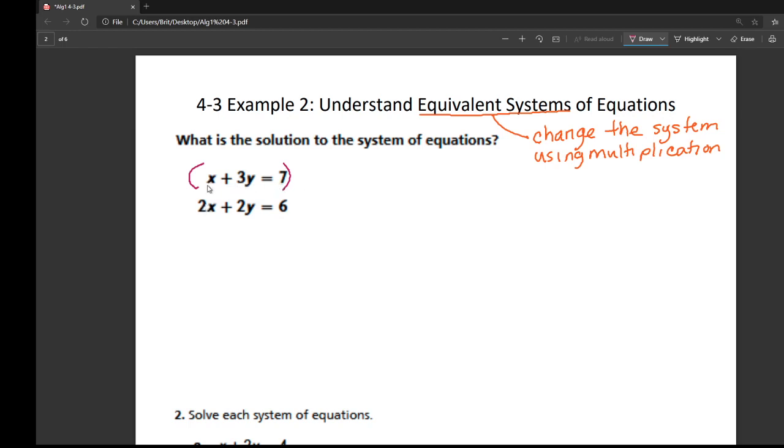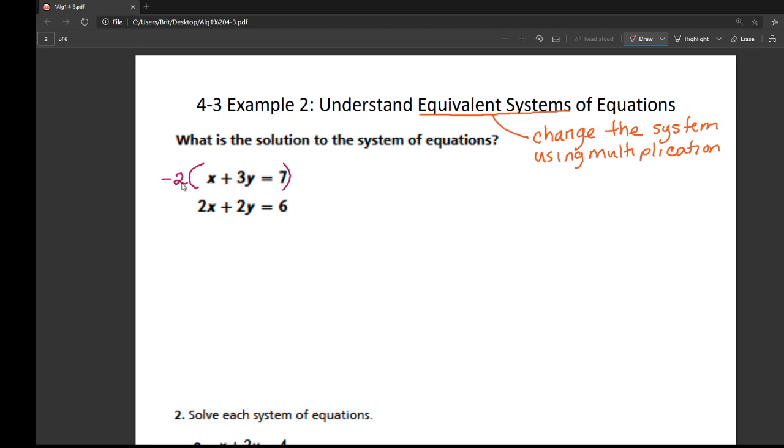So I want the x to have the same coefficient. To make the 1 on the x match the 2, I'm going to multiply it by a 2. And I can either multiply it by a 2 and subtract both equations, or I can multiply it by a -2 and add both equations. Okay? So here's how the system changes.